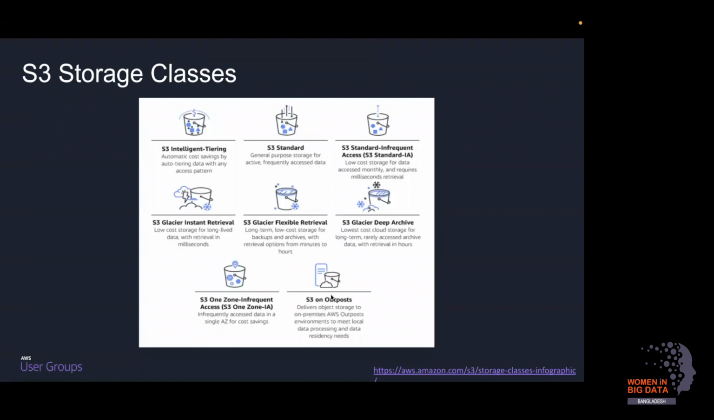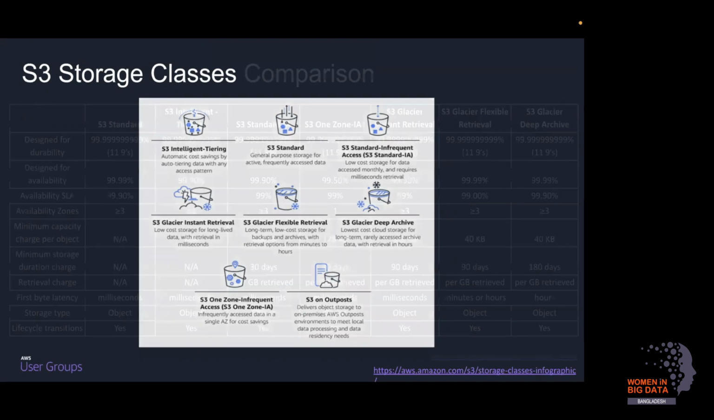And as the last is S3 on the Outposts environment, to meet local data processing and data residency needs. Anything where you need an on-prem side of it, you can use S3 Outposts. So these are the different storage classes that we have.